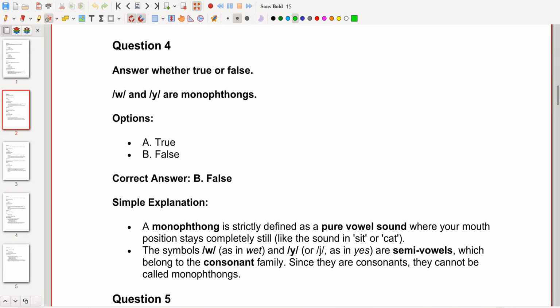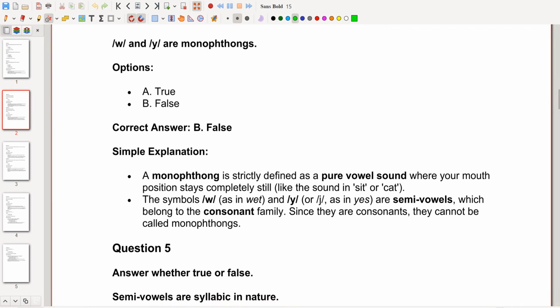We are going to answer whether this sentence is true or false. Okay, the W sound and the Y sound are monophthongs. First, let us see what is a monophthong. A monophthong is strictly defined as a pure vowel sound where your mouth position stays completely still.